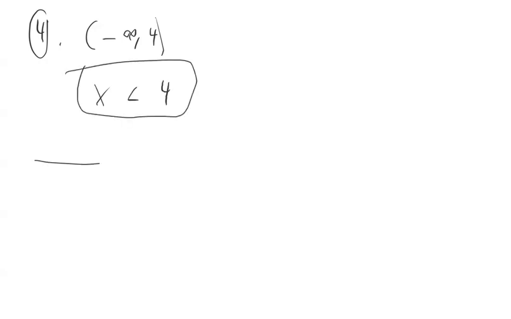Then number 4. Number 4 says negative infinity to 4. And that means it's anything that's smaller than 4. So you'd say x is less than 4. The way we look at it on a number line is you'd have 4, and then all the way down towards negative infinity, which is that direction. And then you'd have a parenthesis beside the 4, which shows that it does not include the number 4.